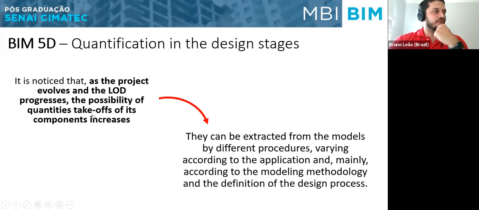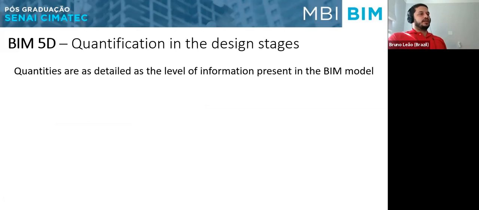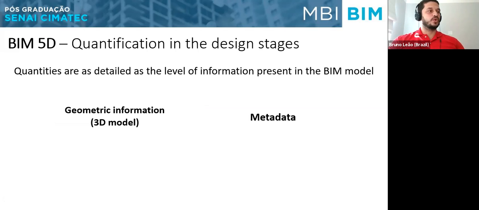This kind of information, or the quantity takeoffs, can be extracted from the models by different procedures, varying according to the application, the modeling methodology and the definition of the design process. Quantities are as detailed as the level of information present in the BIM model. So we have two kinds of information here: the geometric information, or the 3D model, and the metadata. And it's also linked with the kind of budget that we are trying to develop.